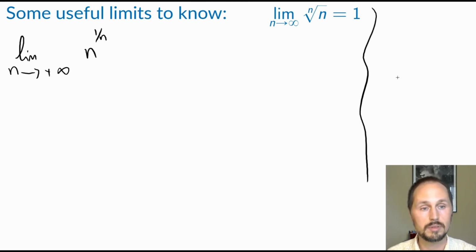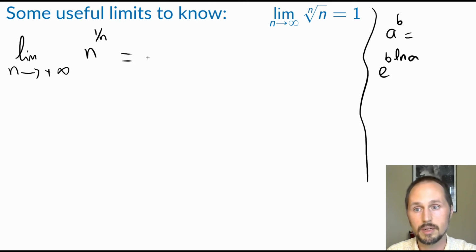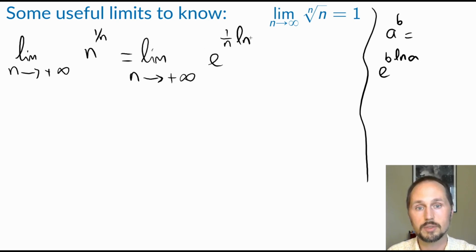I'm going to put this over here on the side. This is that if I raise a to the power b, that's the same thing as e to the b natural log of a. And that's a super duper useful identity. I recommend really being comfortable with it. Okay, so coming back over here, that tells us that this is the limit as n goes to infinity of e to the 1 over n natural log of n.